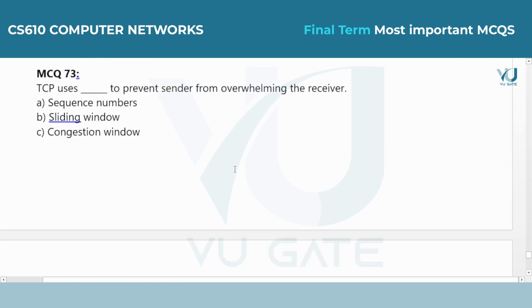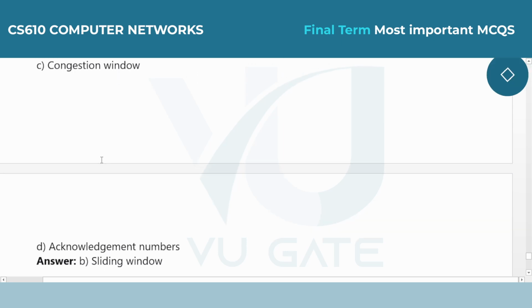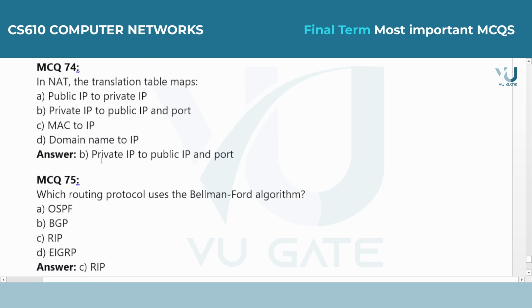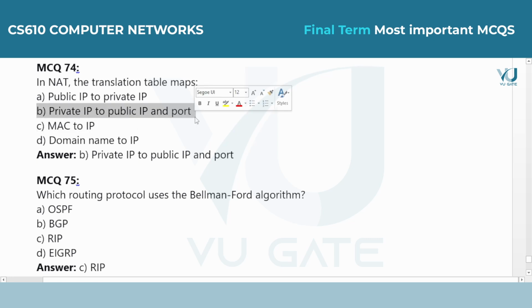MCQ 73. TCP uses what to prevent the sender from overwhelming the receiver? Answer: B. Sliding window. Concept: the sliding window allows the receiver to dynamically adjust the flow of incoming data based on its available buffer space. MCQ 74. In NAT, the translation table maps? Answer: B. Private IP to public IP and port. Concept: the NAT table keeps track of which internal device sent a request by assigning it a unique port number on the public interface.